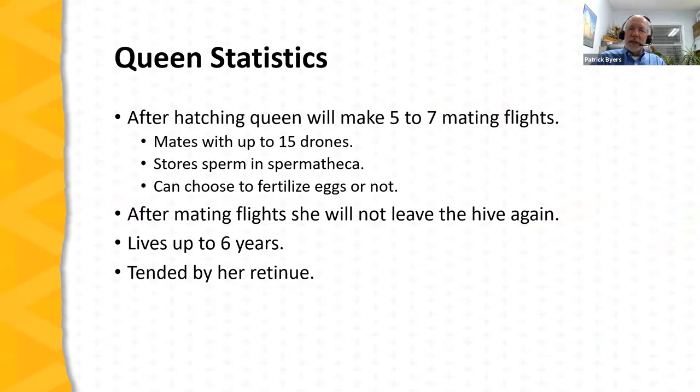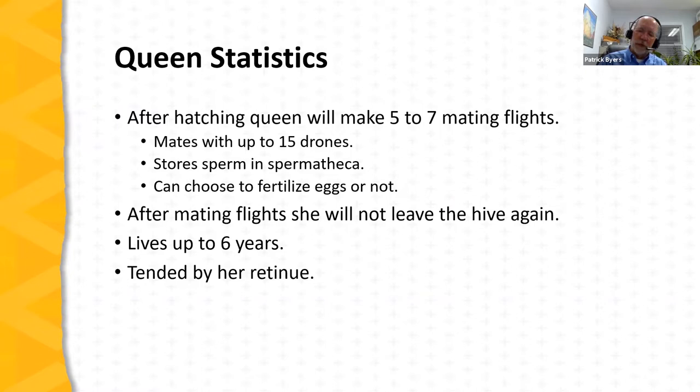She doesn't mate again. And it's just fascinating to me that the queen can determine whether or not an egg is fertilized as she lays it. After the mating flight, she returns to the hive, and she does not leave the hive again during her lifetime unless she joins a swarm. She may live up to 6 years. And again, she's tended by the worker bees, and she controls their behavior through the production of pheromones.